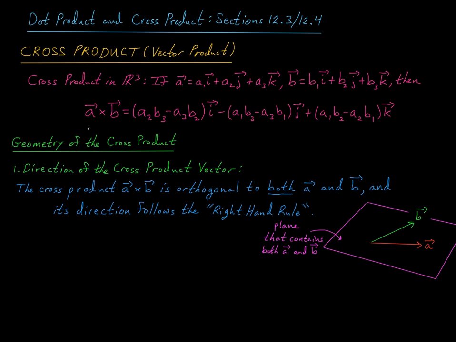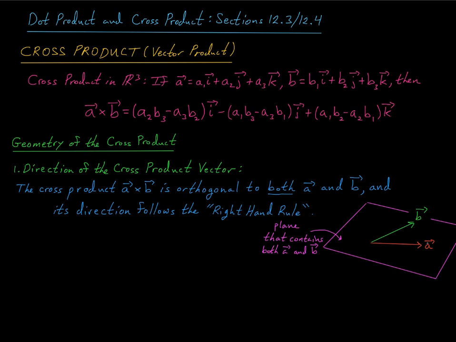As we noted in the last video, the cross product of two vectors is itself a vector quantity. So if I want to describe this cross product vector, I need to know its direction and its magnitude. Let's start with the direction. I say here in blue, the cross product A cross B is orthogonal to both A and B, and its direction follows what's called the right-hand rule.